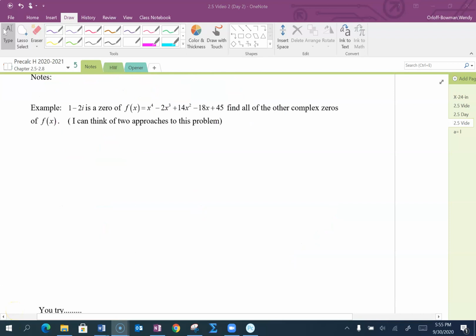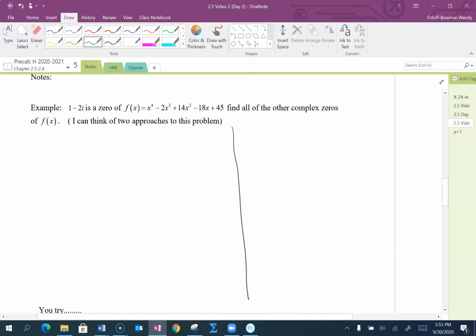So I hope everybody's feeling really good about division. Because at this point in time, I want to determine if 1 minus 2i is a zero of that 4th degree function. And then we're going to find all the other complex zeros of f of x. I can think of 2 approaches just off the top of my head to this problem, and so I am going to show both. I like to give my students options, and whatever option works for you, great.